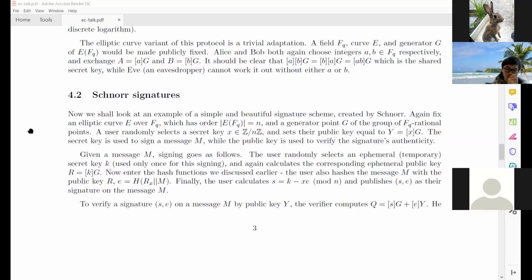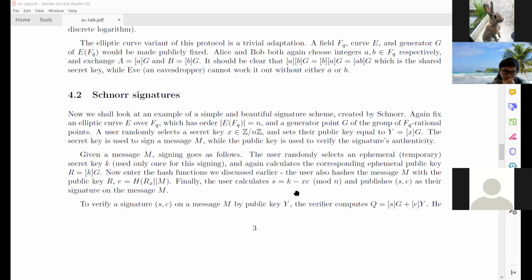So how that works is that you would have a message and you want to sign it. Each time I sign a new message, I'll choose a new temporary secret key K. So I've actually got two secret keys here, X and K. X is the one I keep all the time, and K is just used this once. Then I'd calculate a public key corresponding to K, R. So this is again a temporary, ephemeral public key, used just for this one signing attempt.